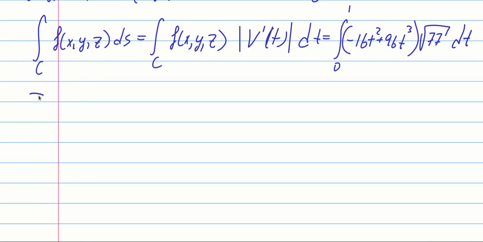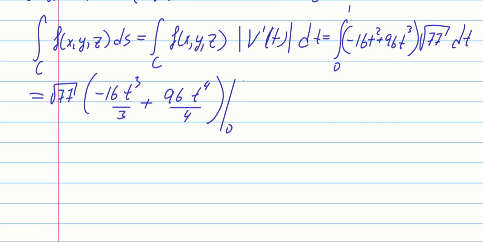Alright, so we move a little bit forward, so we take square root of 77, we put it outside, then we have negative 16t cubed over 3 plus 96 t to the 4 over 4 from 0 to 1. If we plug in 0 over here, everything will zero out, so we don't get anything. So only 1 is important. So we have negative 16 over 3 plus 96 over 4.